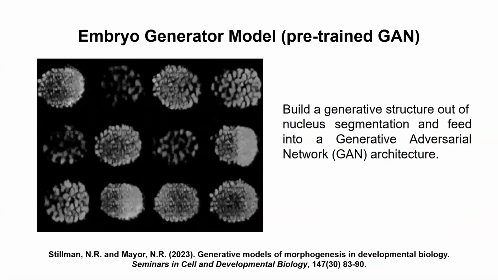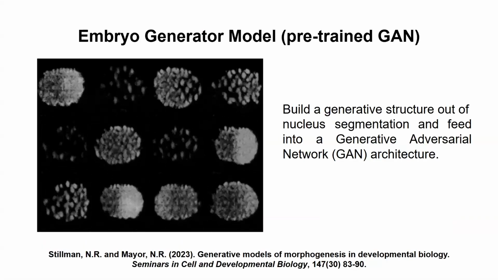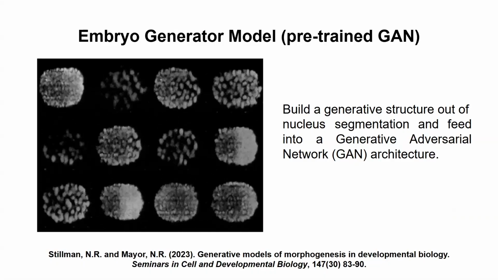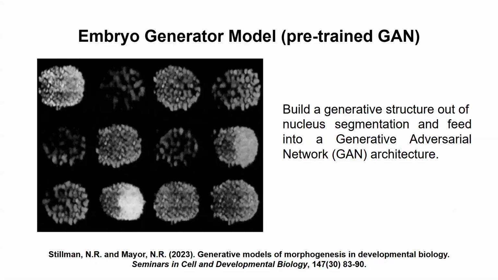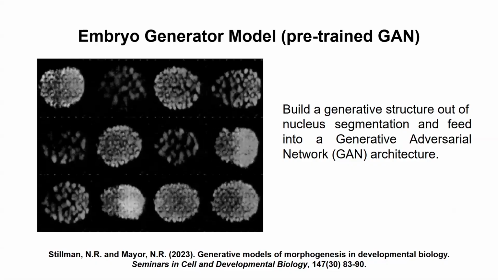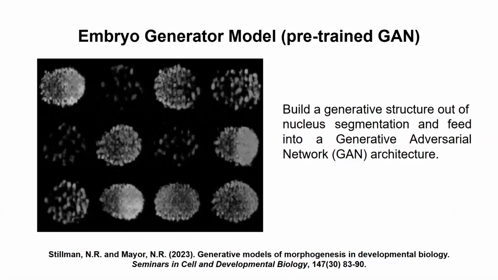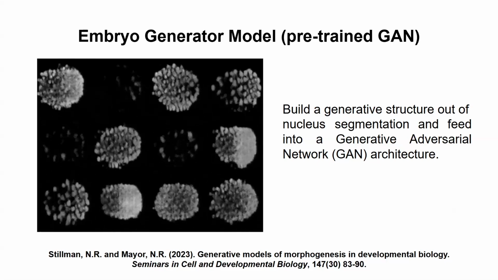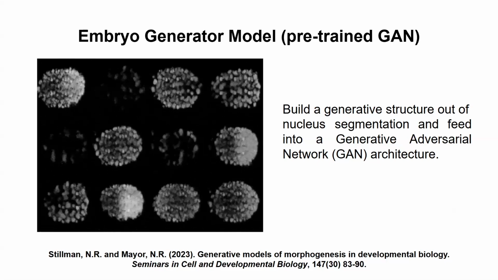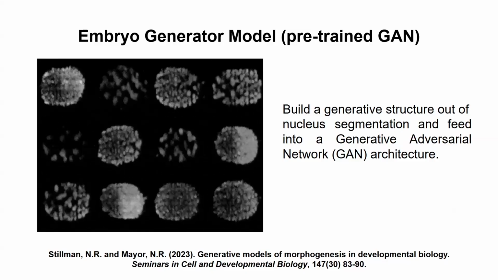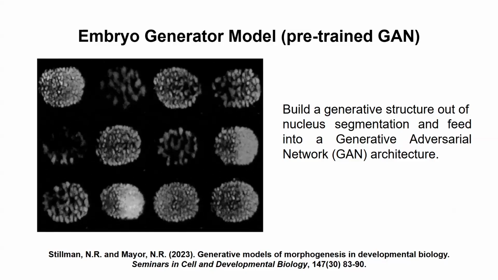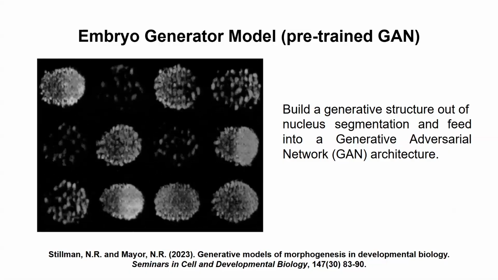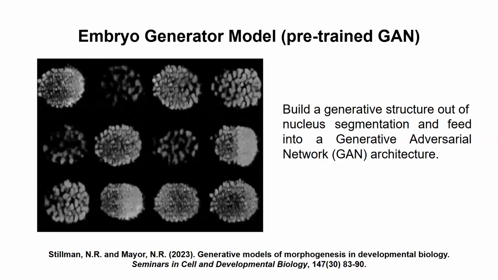This is an embryo generator model. This is where we use a GAN, which is a generative adversarial network. Basically you have a generator and a discriminator, and they fight over what the image should look like. You end up with this GAN that generates different things from input data and then selects upon it. So these are embryos that are built using this GAN. Basically we use nuclear segmentation data and put it into a GAN.